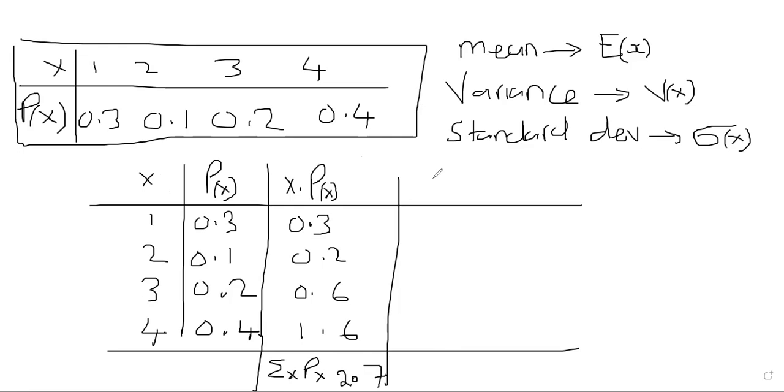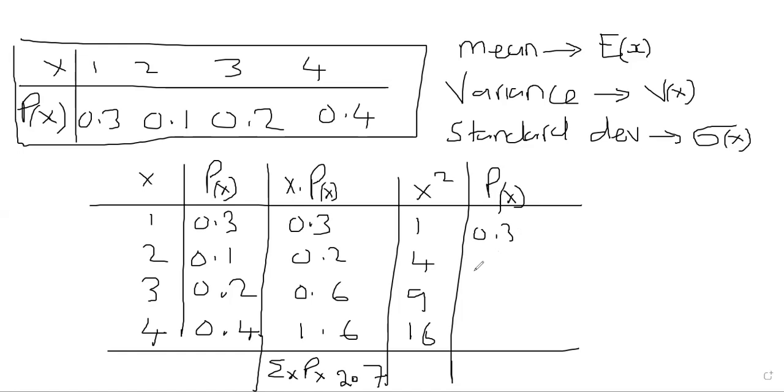Then we're going to bring down the X, and we're going to square it. We're going to have 1, 4, 9, and 16. You can bring back the probabilities back here. So the probability is just the same column, 0.3, 0.1, 0.2, and 0.4. So what we're doing here is simply to multiply the X squared times probability. This is helping us come up with our variance.